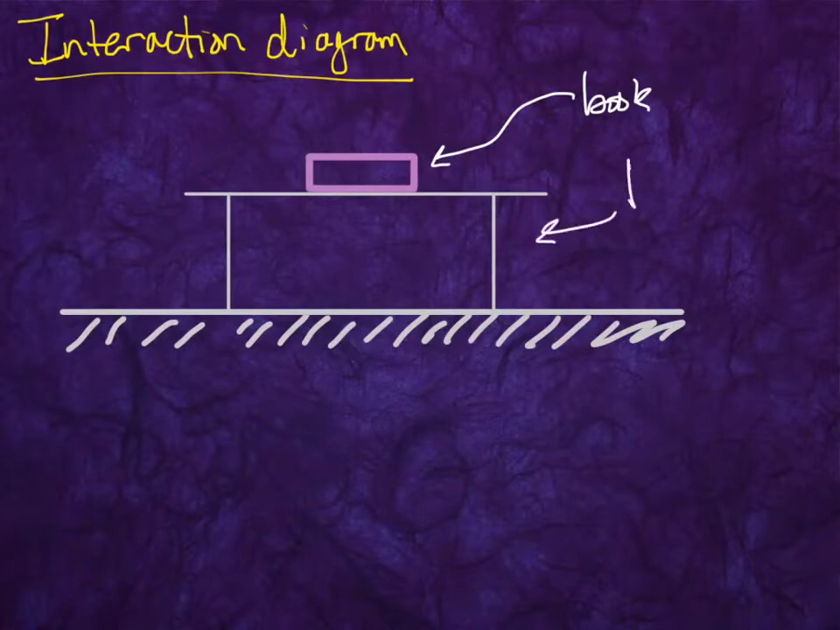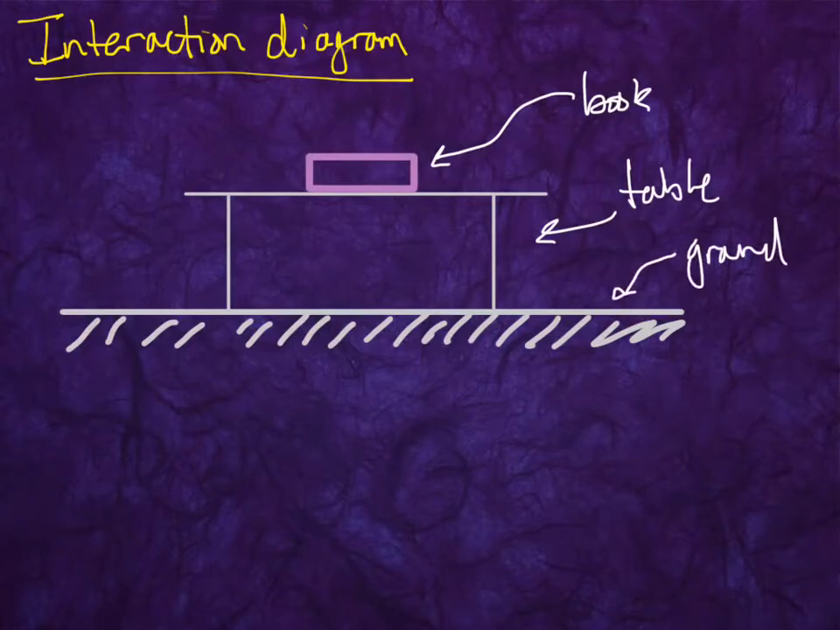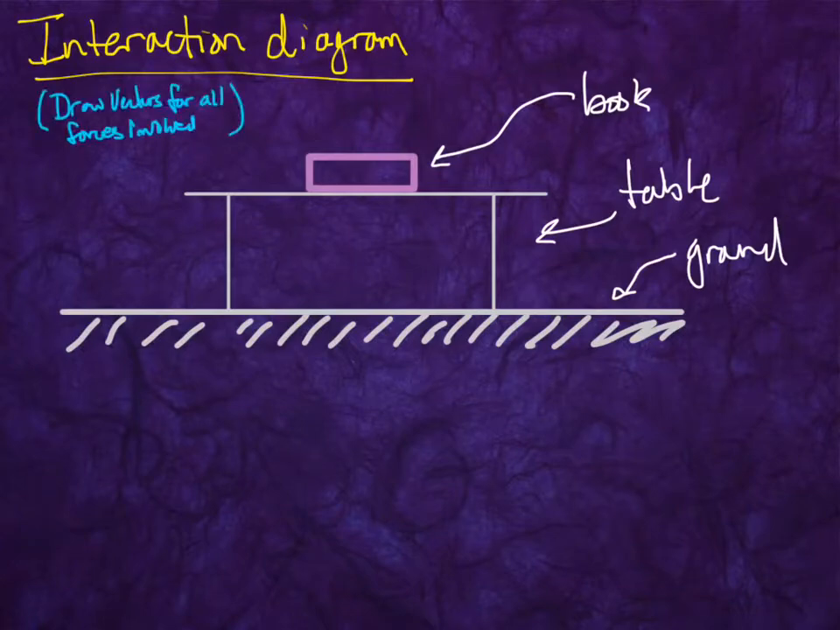Okay, so that's the book. That's the table. There's the ground. So what are the forces that we have going on here? Okay. So we're going to draw vectors for all of the forces involved. All of them. All right. So we have this one. This is going to be the force of the earth on the book. Okay, so this right here, this is going to be the force of the earth on the book.